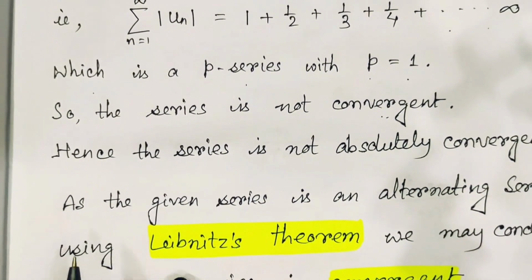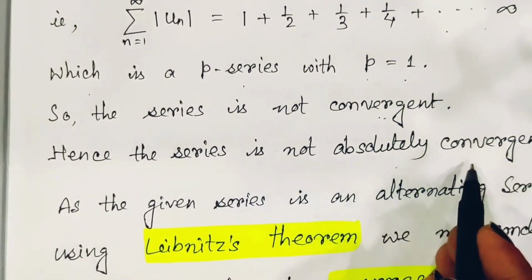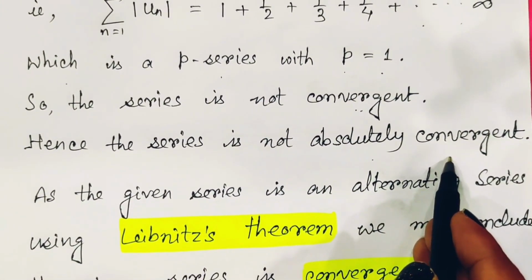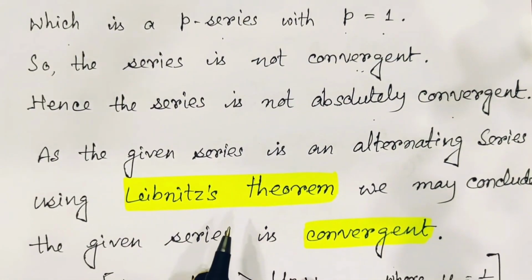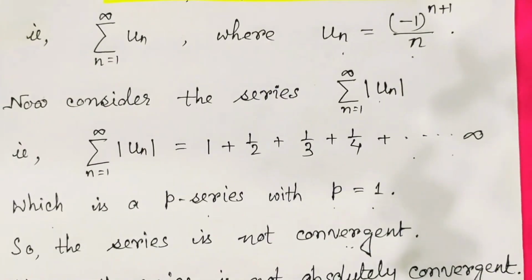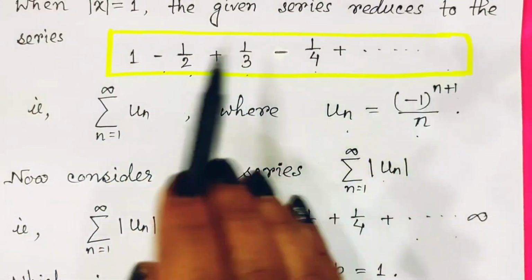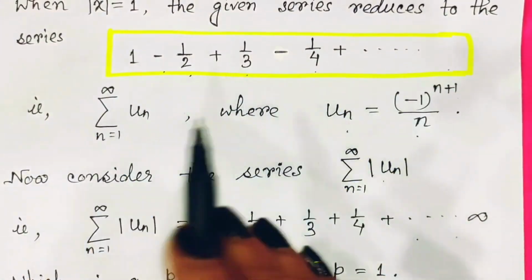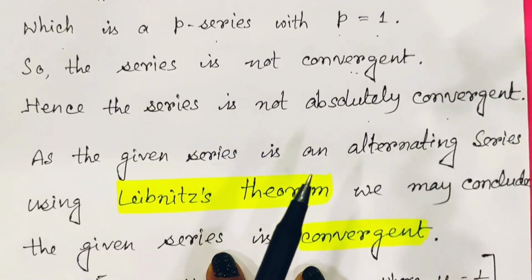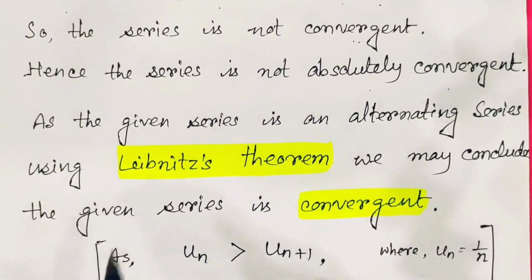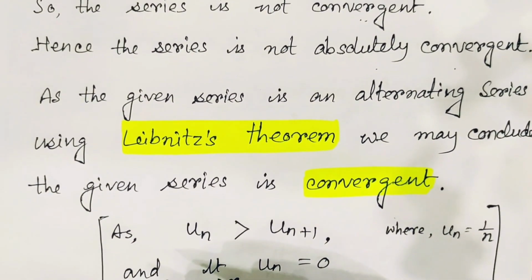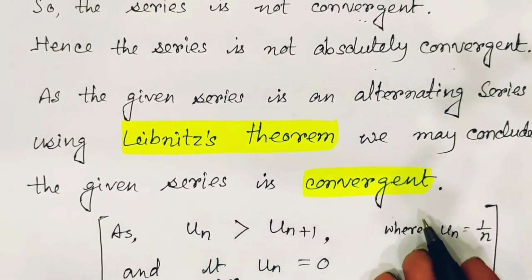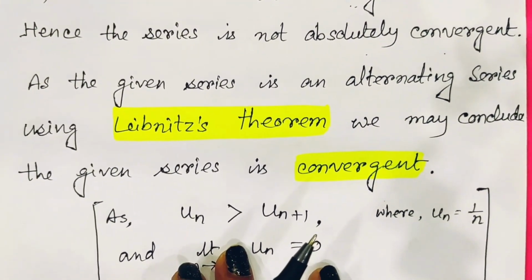Hence the series is not absolutely convergent when mod x equals 1. As the given series is an alternating series, I hope you understand that, as we have consecutively positive and negative terms, using the Leibniz theorem we may conclude that the given series is convergent. I hope you can remember the Leibniz test.